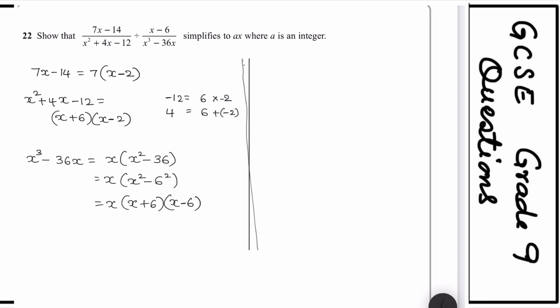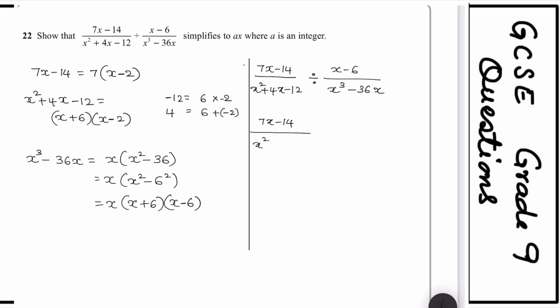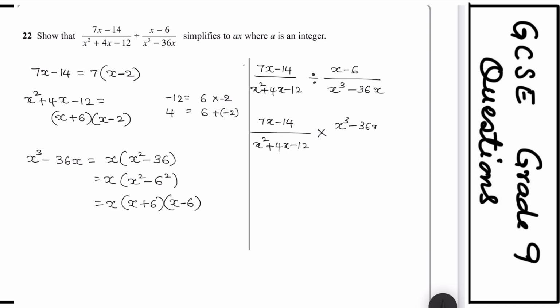So let's put everything in order now. 7x minus 14 over x square plus 4x minus 12 divided by x minus 6 over x cube minus 36x. So there's a division in between, so we write the first fraction and change the division into times and flip the second fraction over, which is x cube minus 36x over x minus 6.